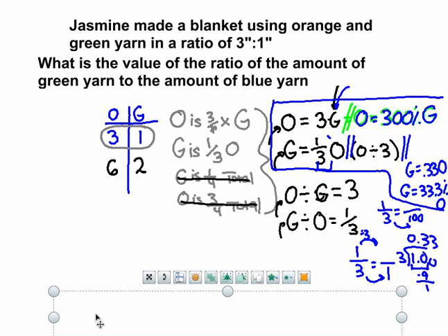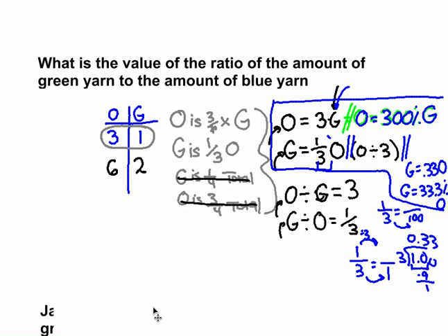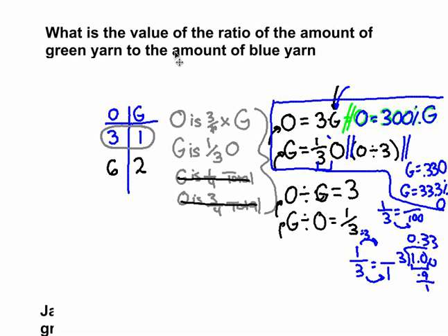What is the value of the ratio of the amount of green yarn to the amount of blue yarn? The question seems confusing, but it's pretty simple. You're just looking at the value of the ratio between green, and I realize that says blue, that should say orange. So green to orange, what is the value of the ratio amount of green yarn to orange? It would be 1 to 3, and we would represent that as 1/3, and that's the value. So if you see a question like that, don't be confused.